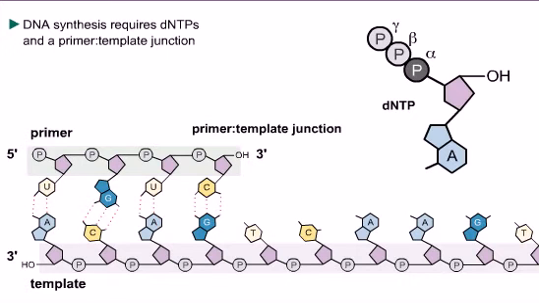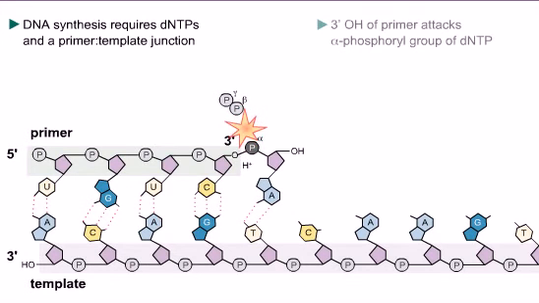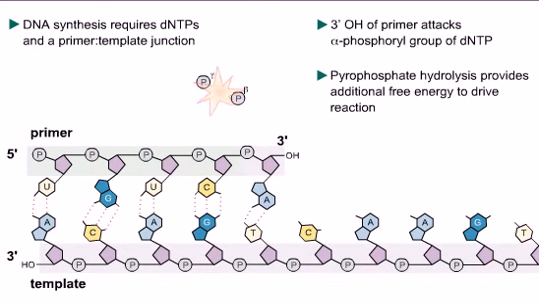DNA synthesis requires deoxynucleoside triphosphates and a primer-template junction. The 3' hydroxyl of the primer strand attacks the alpha phosphoryl group of the incoming DNTP. Additional free energy is provided by the rapid hydrolysis of the pyrophosphate leaving group.